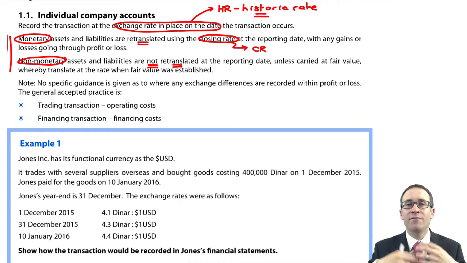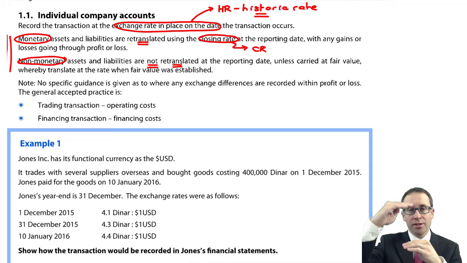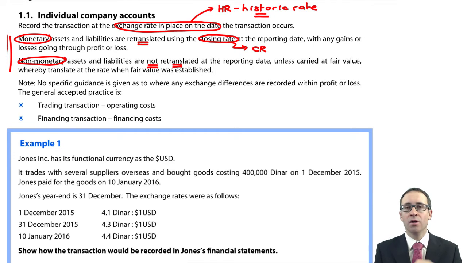Non-monetary items is everything else. So non-monetary essentially is everything above your receivables in the statement of financial position. So inventory, intangibles, investments, property, plant and equipment. Those items that you have there are not readily convertible into cash. And as they're not readily convertible into cash, we are therefore not going to go through there and retranslate them. We're just going to leave them at their historic rate.